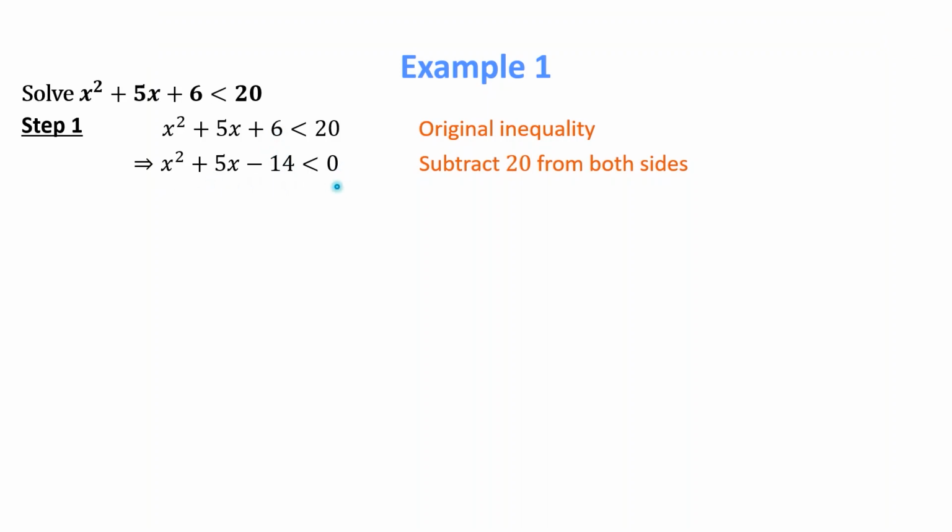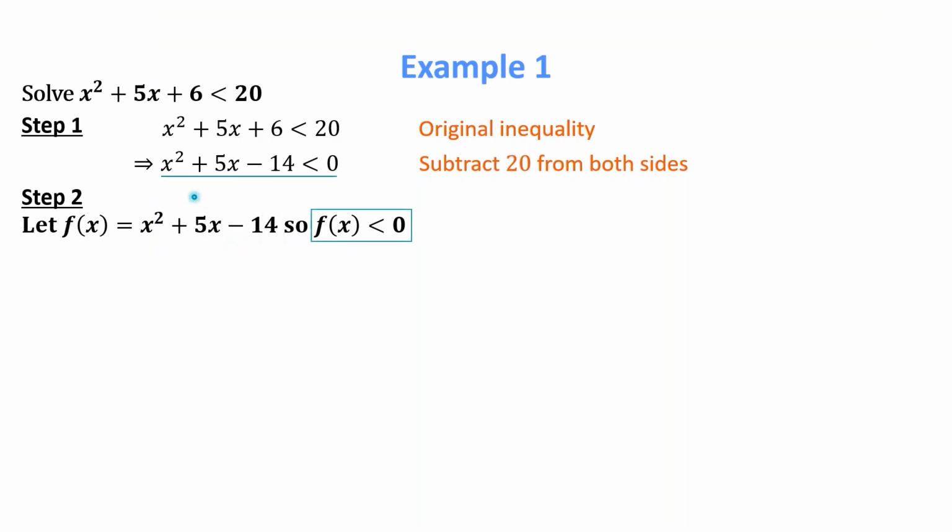Now that we have the right-hand side of the inequality being equal to 0, we can move on to step 2. And step 2 is to let f of x equal the left-hand side. So f of x equals x squared plus 5x minus 14. So we have f of x is strictly less than 0. So this is the general form for the first case that we had in our previous slide.